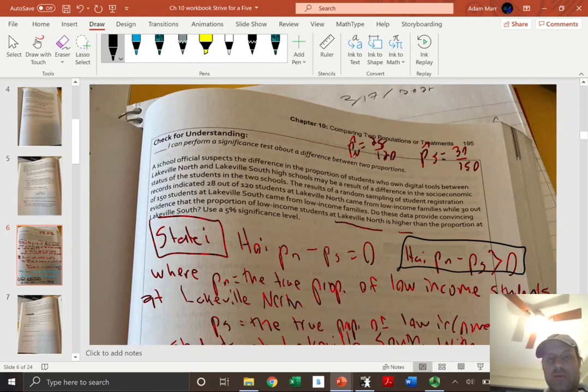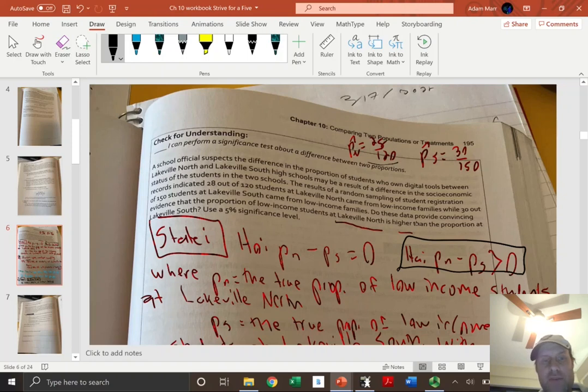All right, that's why I wrote right here, p hat of n, 28 over 120, right? That's my n value right there, by the way, 120. Then it says right here, 30 out of 150 students at Lakeville South came from low-income families. That's 30 over 150 right there, p hat of s.